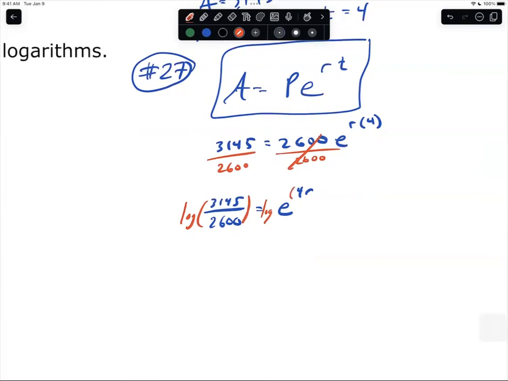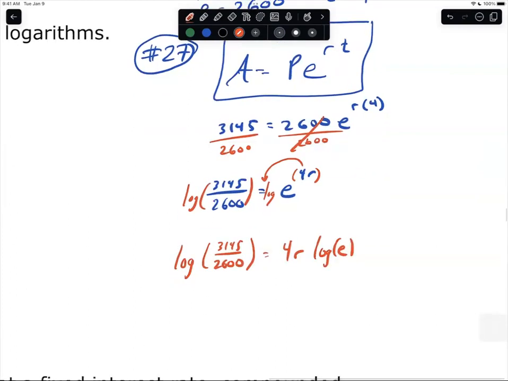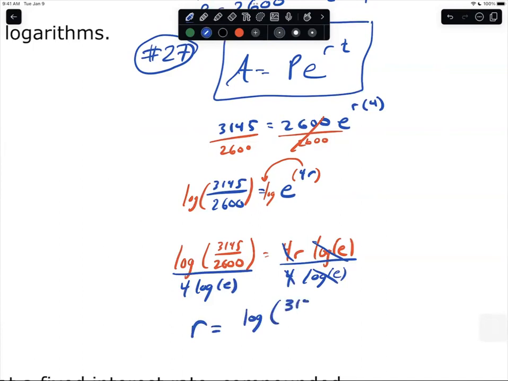Yeah. So remember that the 4r can then come out front once we apply the log. So we get log of 3145 over 2600 equals 4r log of e. And so then what do we do? Divide by log of e and 4. Yeah, let's cancel out the 4 at the same time. So we'll divide by 4 log of e. And so our interest rate is equal to the log of 3145 over 2600 divided by 4 log of e.